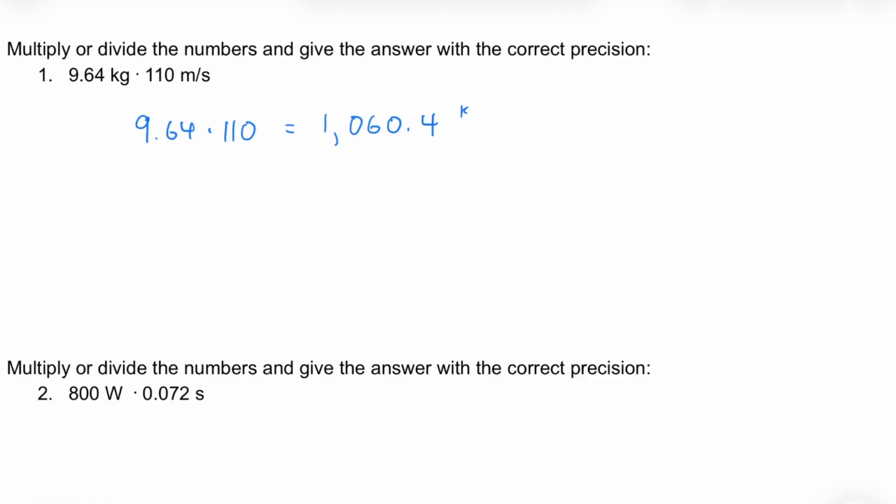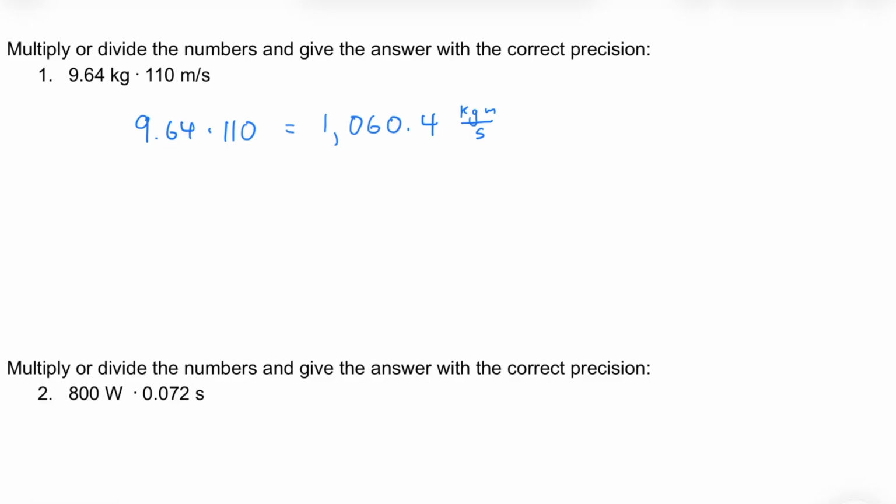So this would be kilogram meters per second, because units, just like variables in math, will just multiply together, right? So if you take 10x times 2y, you'd end up with 20xy. The same thing happens with units, right? So if we take 9.64 kilograms times 110 meters per second, we end up with 1060.4. Some numbers multiply together, and then the units also multiply. So we end up with kilograms meters per second, kilograms times meters per second.